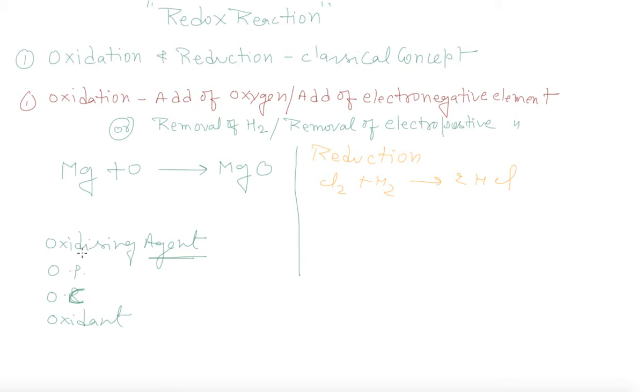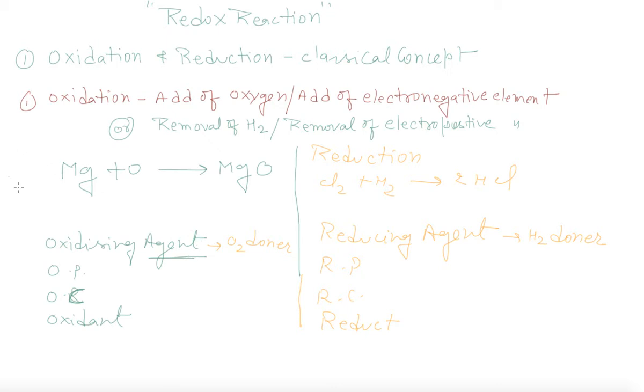So my dear student, oxidizing agents are those which are oxygen donors, and a reducing agent is one which will provide hydrogen. Reducing agent, reducing property, reducing character, reductant. The meaning of all these is the same: hydrogen donor, and the other is oxygen donor.